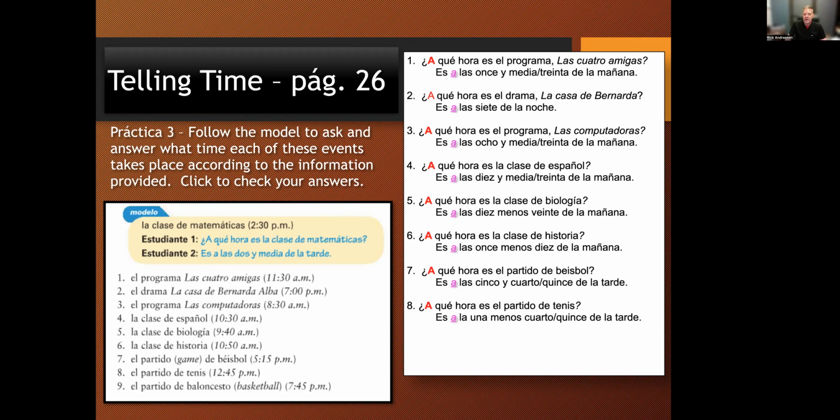Muy bien. Y la última, número 9, el partido de baloncesto o básquetbol, 7:45. ¿A qué hora es el partido de baloncesto? Y la respuesta es a las 8:15 de la noche. Clase, repitan, ¿a qué hora es el partido de baloncesto? Es a las 8:15 de la noche.